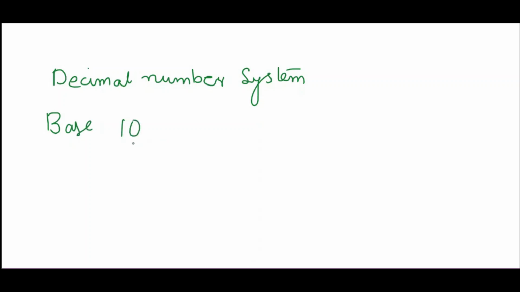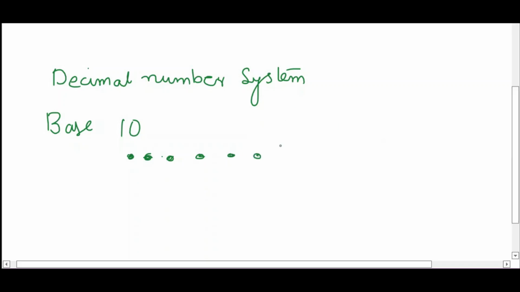What that means is we can represent quantities up to 9 using single digits. So what I have drawn is 1, 2, 3, 4, 5, 6, 7, 8, 9. And so I can use digits from 0 to 9 to represent quantities which are single digits. Now if I draw one more, it has become 10.